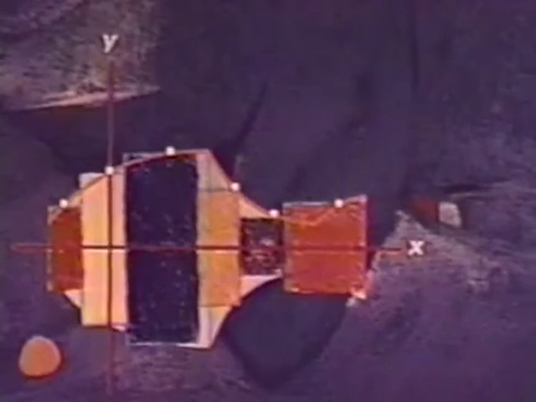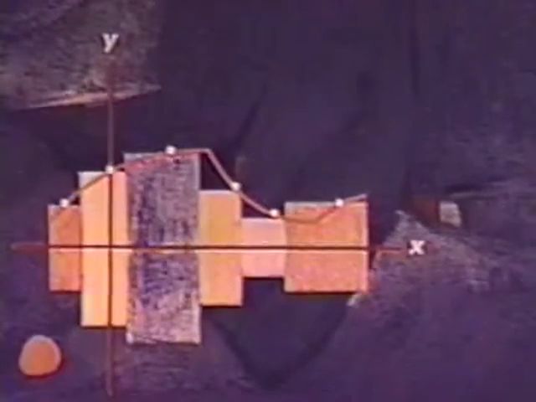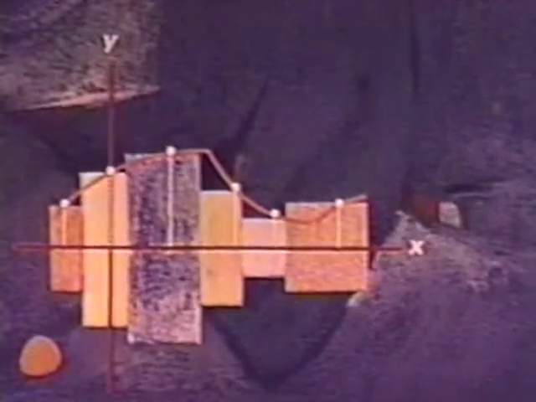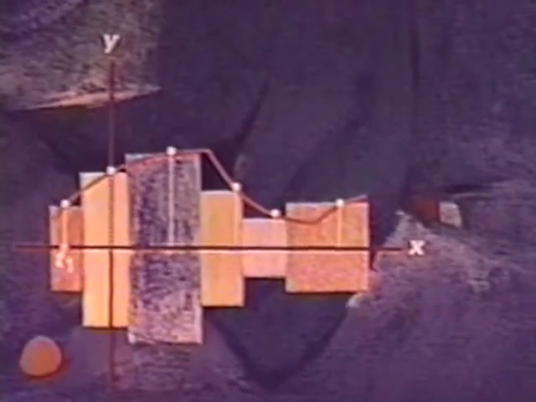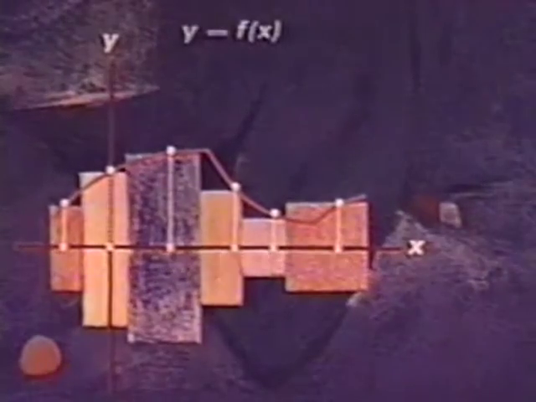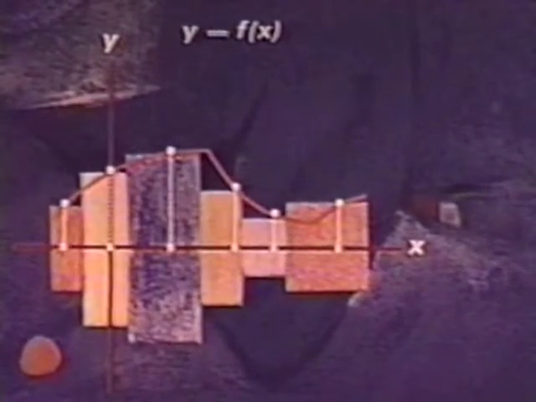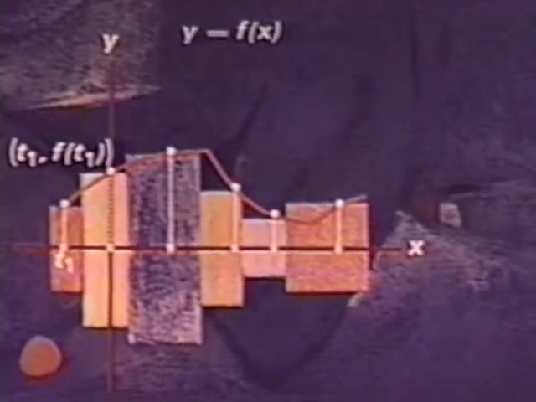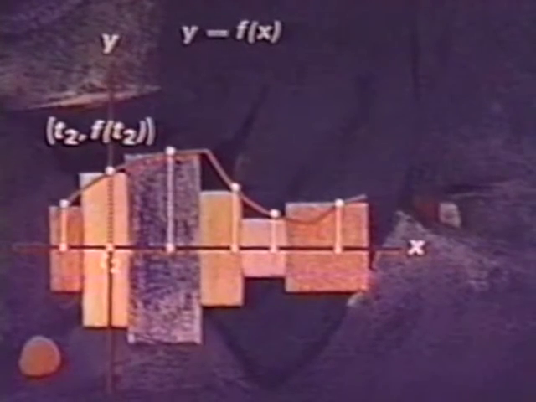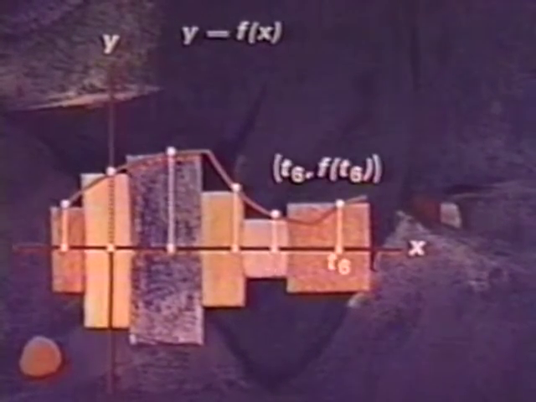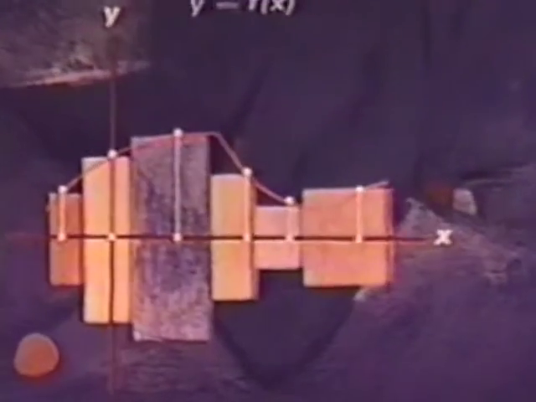It'll be easier to see in cross-section view. Those anchor points project down to points on the x-axis. I'll call them T1 up to T6. Remember that top curve is y equals f of x. So the first anchor point is T1, f of T1. The second anchor point is T2, f of T2. And the last one will be T6, f of T6.